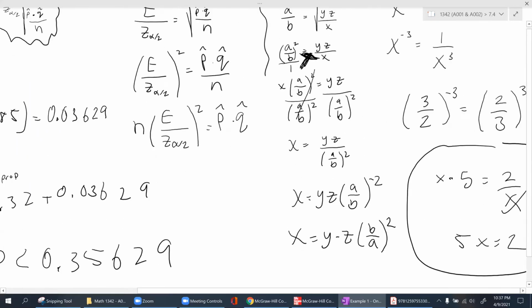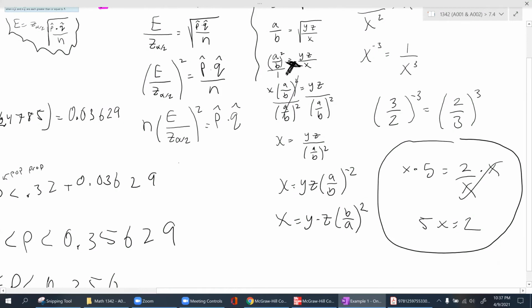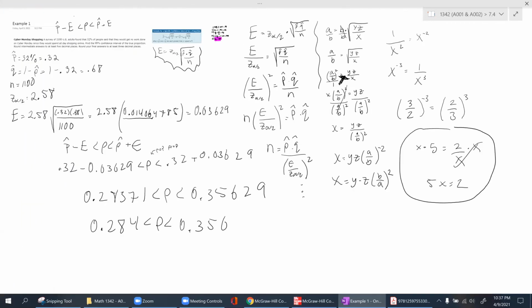Meaning I will need to go ahead and get n by itself. So this is going to give me n is equal to p hat times q hat over e over z alpha subscript 2, squared. And I think by now you know what's going on here. Meaning my sample size would be p hat times q hat, z alpha over 2 squared, and over e.